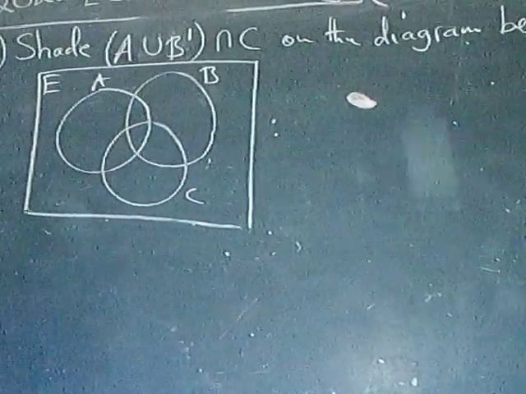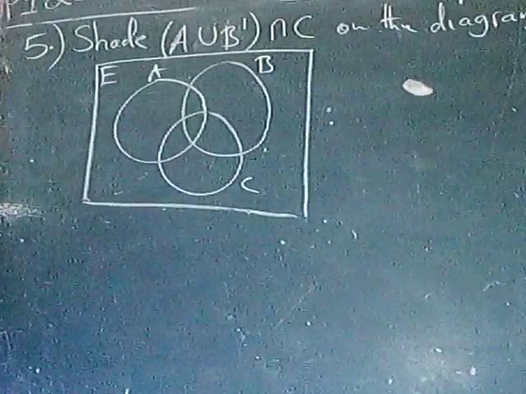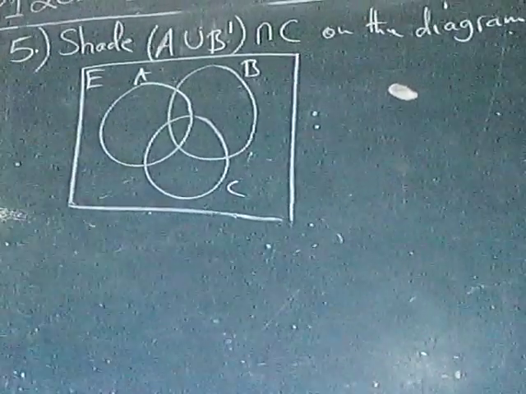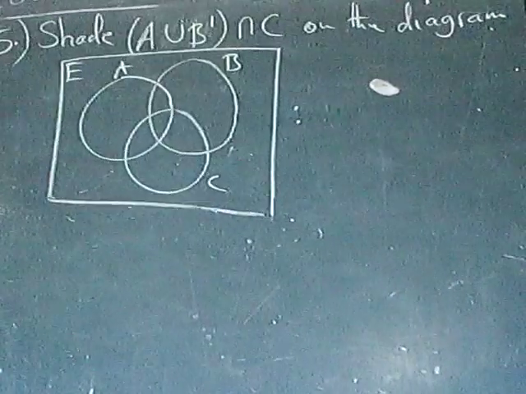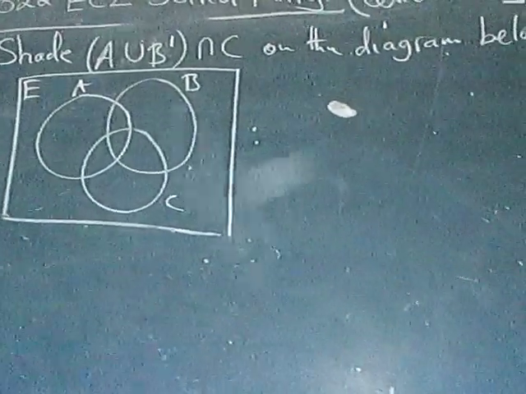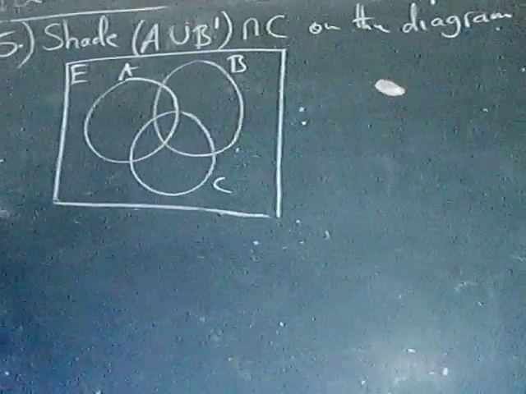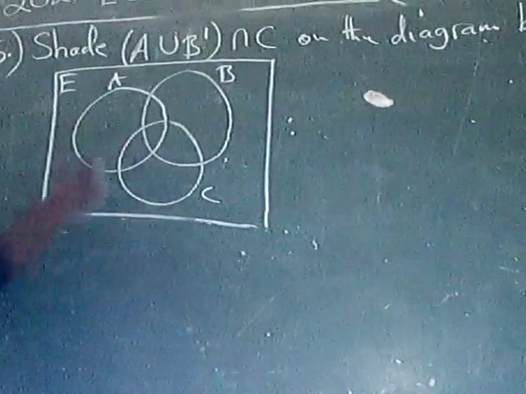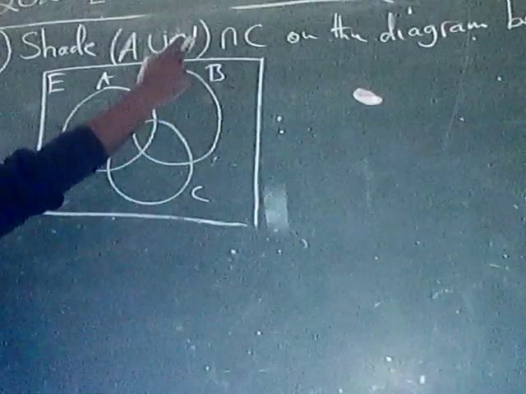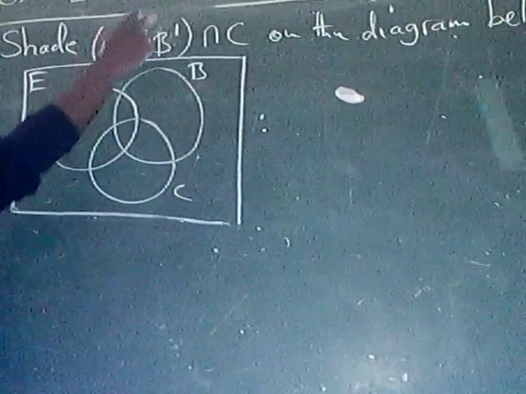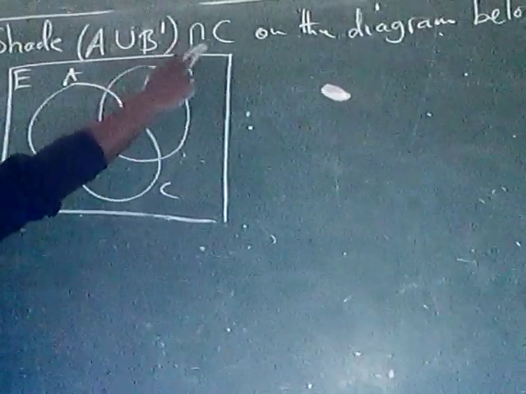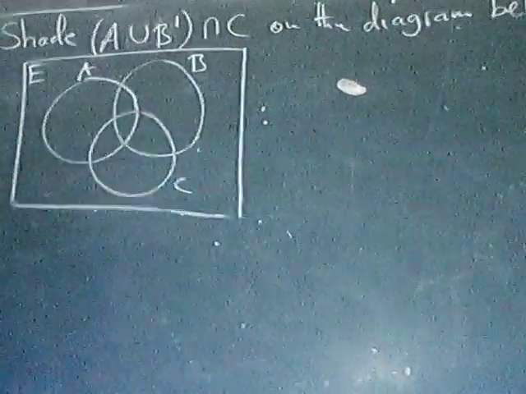Okay, let's look at the fifth question. The fifth question is on sets. And on sets, we are asked to shade (A union B) complement, in the brackets, intersection C on the diagram below.